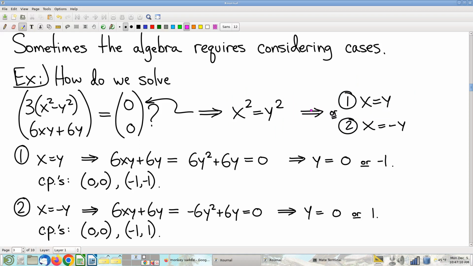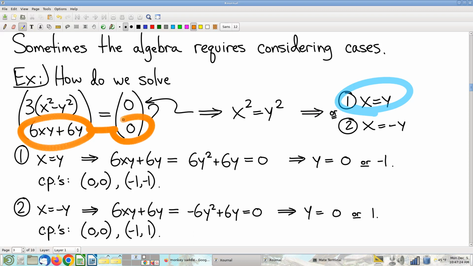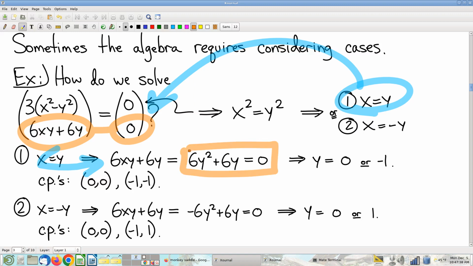You can't make assumptions about pluses and minuses. So let's follow through the cases. We'll start with x equals y. And here's the thing. If x is equal to y, and if we look at this equation right here, and you plug in x equals y, then what we get is, let me do it like this. We get that equation because x is equal to y, and therefore this x times y is just y squared. And we can solve for y, and we get these, which gives us 2 critical points.